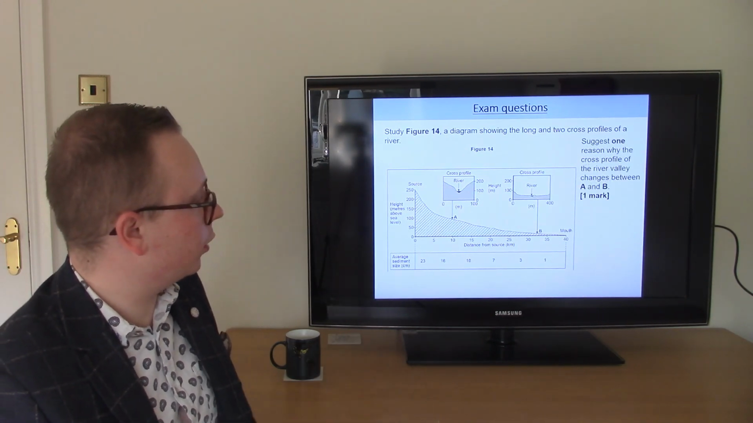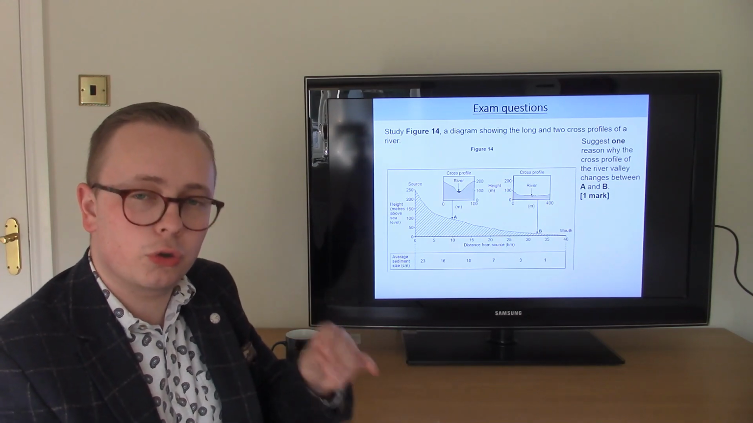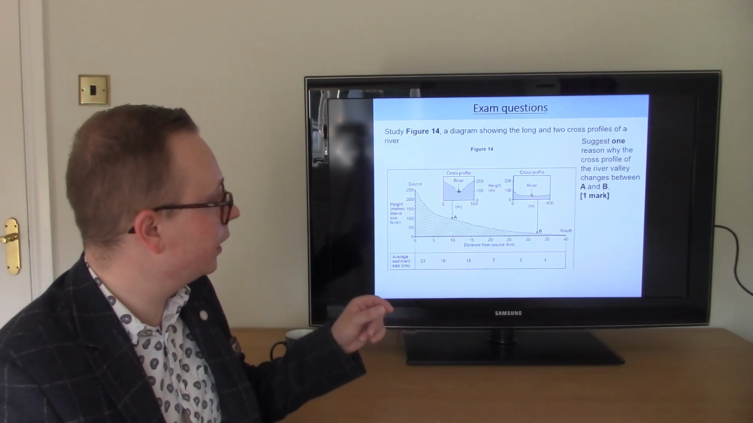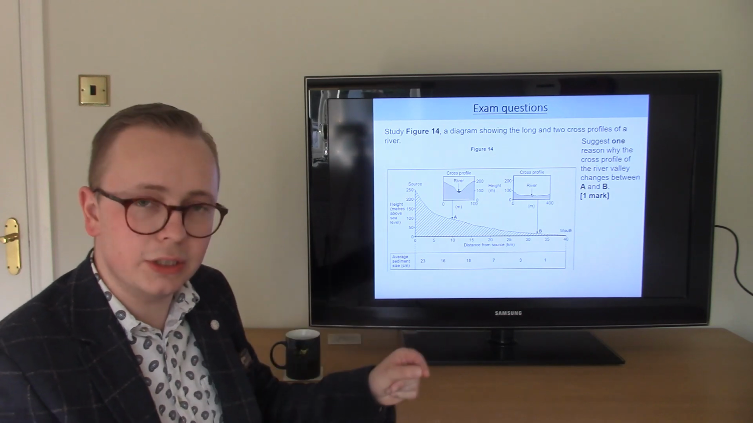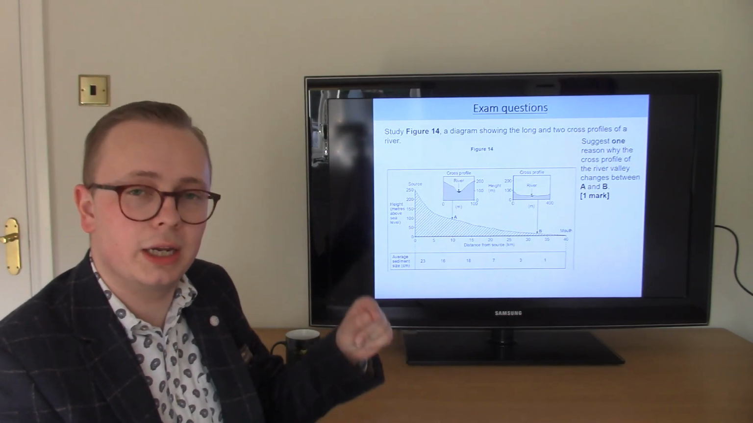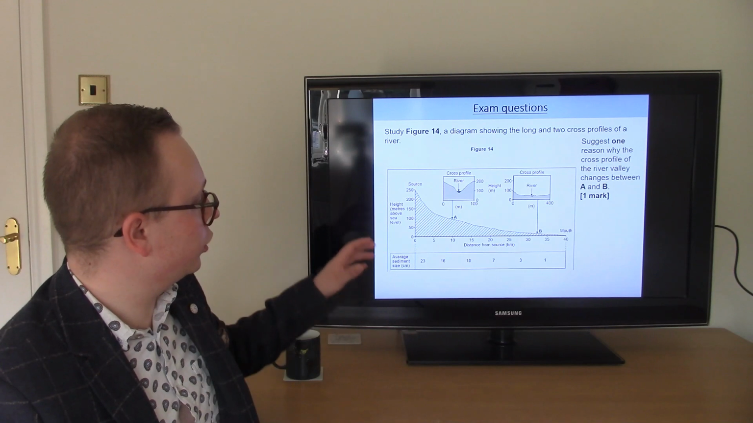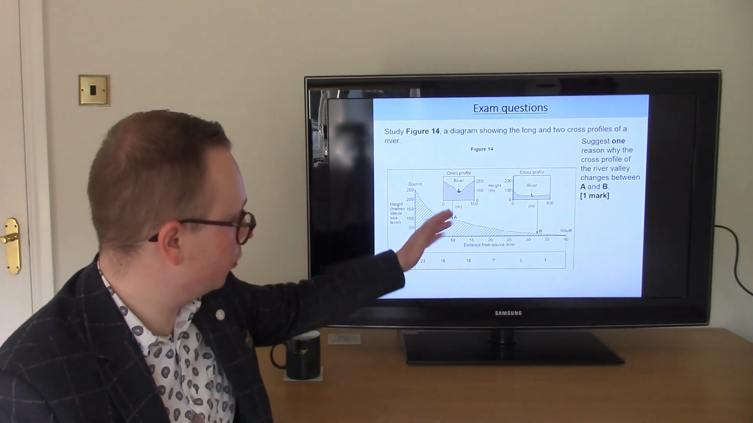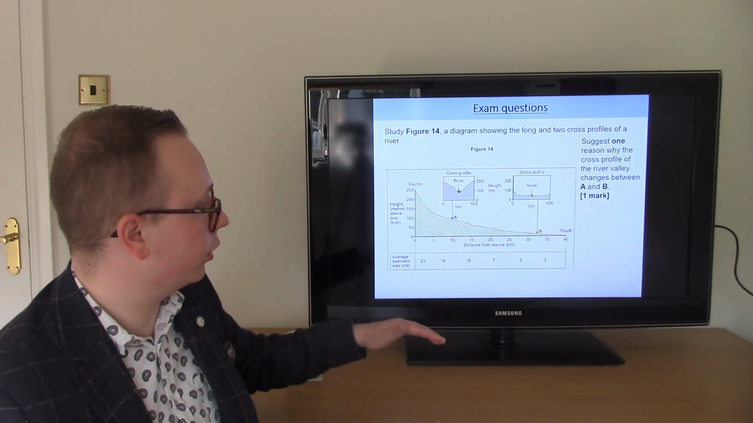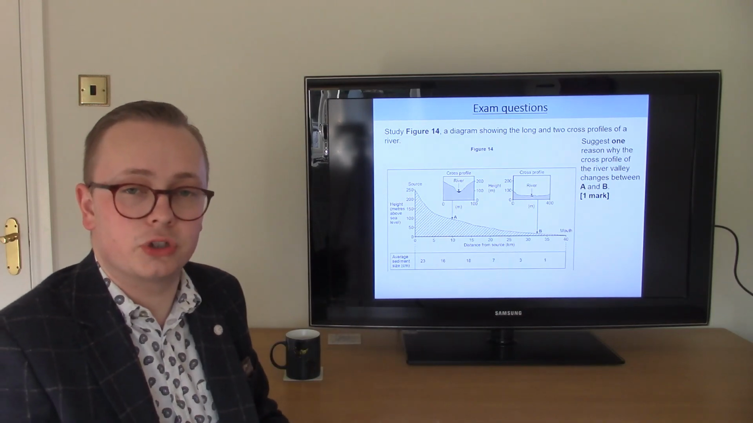And then we had another 1 mark question. This time we want us to focus on the cross profiles of the river valley, and this time it's suggesting reasons why. So we're not describing now, we're saying why. And as we can see, the valley has become much more flat by the time we get to the lower course, and the reason that is because of that change in erosion.